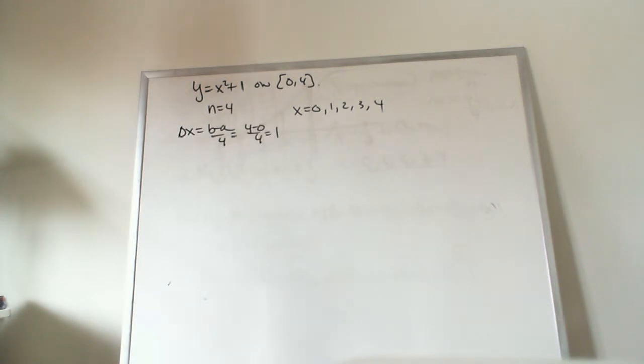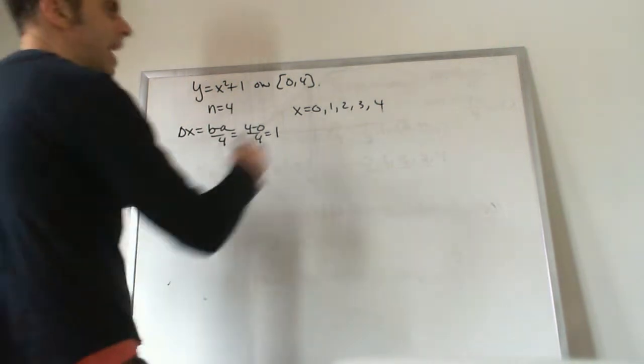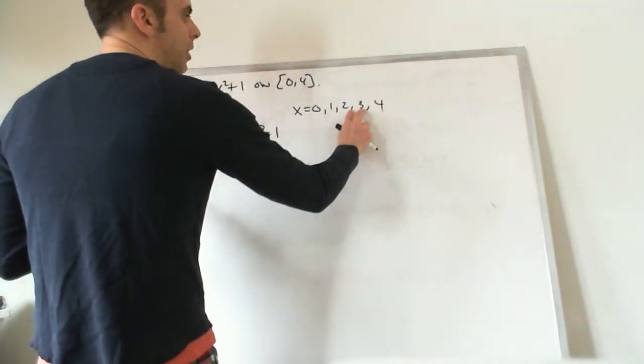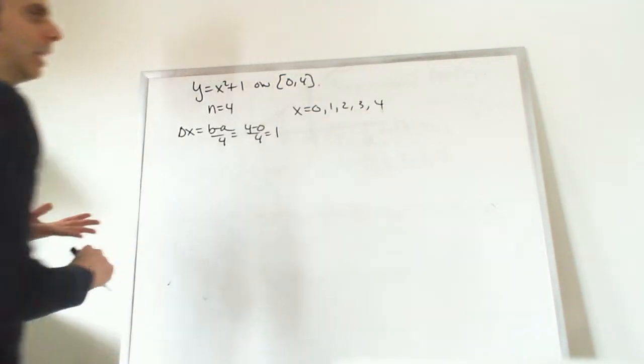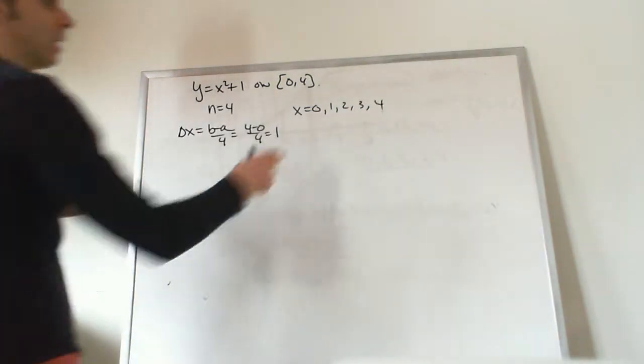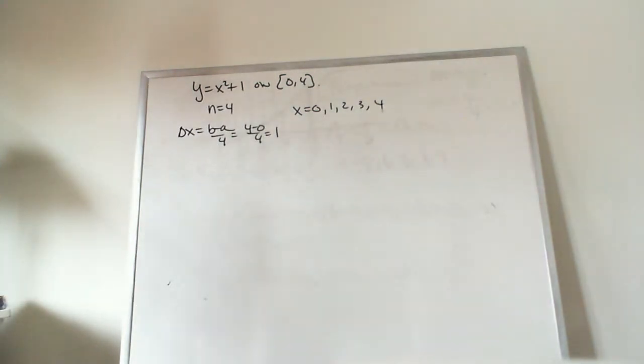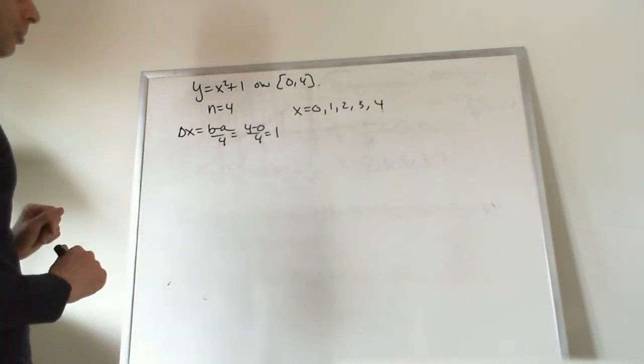With the left or the right rectangular approximation, one of the x's always got left out. You know, if we were doing the left of each subinterval, the 4 would have gotten left out. If we were doing the right of each subinterval, the 0 would have gotten left out. But in the trapezoidal rule, all of the x's get used.